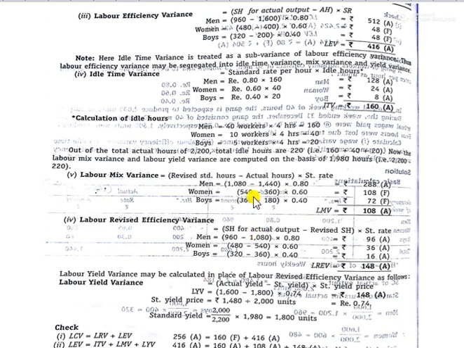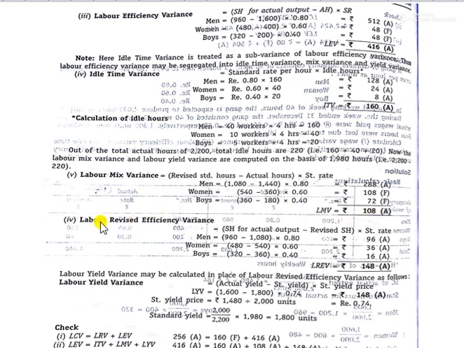In case of women, total standard hours is 600 minus 60, the idle hours, it comes to 540. In case of actual hours, total actual hours is 400 minus 40, it comes to 360. In case of boys, total standard hours is 400 minus idle hours 40, it comes to 360. In case of actual hours, total actual hours is 200 minus 20, the idle hours, it comes to 180. Total labor mix variance is 108 adverse.